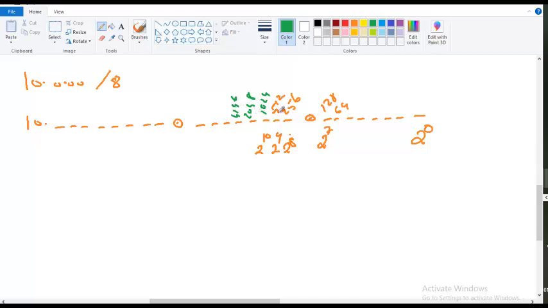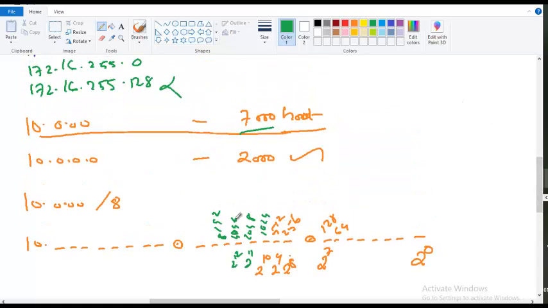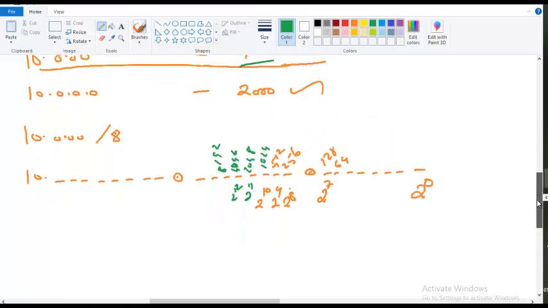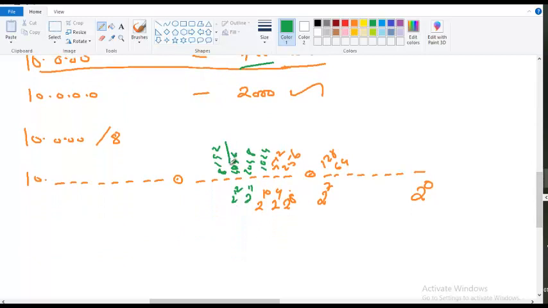Is that true? 4096. 2 to the power of 12. And the next one is going to be 8192. How many do I want? I want 7,000. So I need these many bits, 2 to the power of 13. To have 7,000 hosts, I need this many bits.